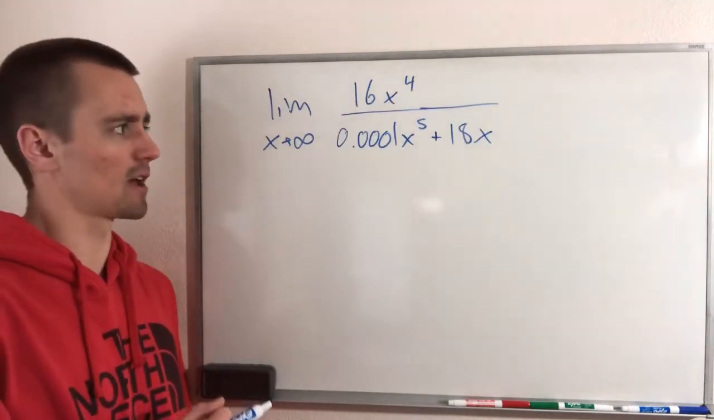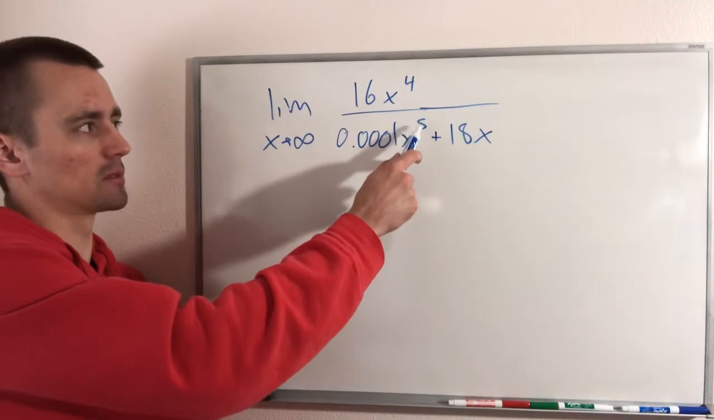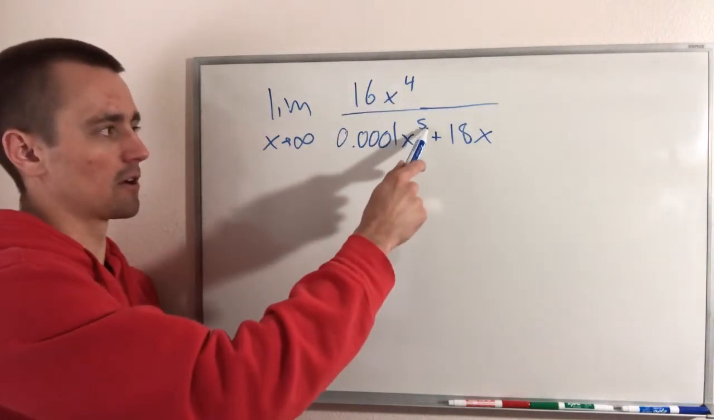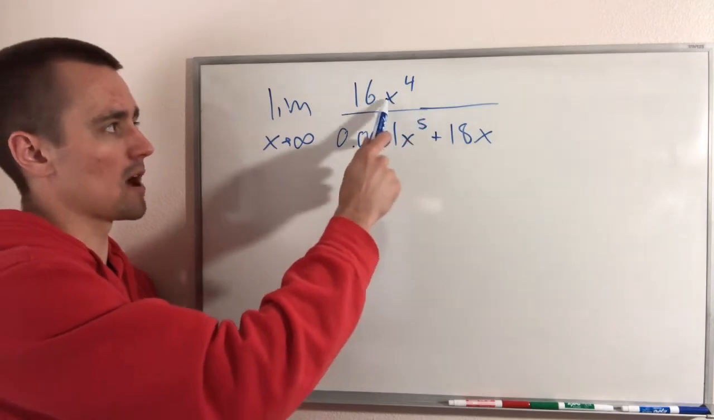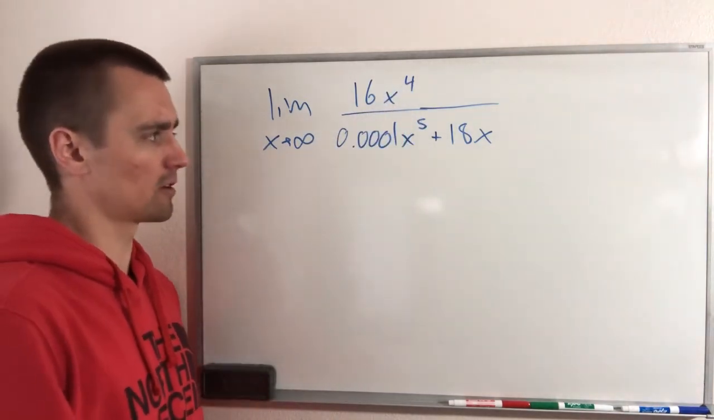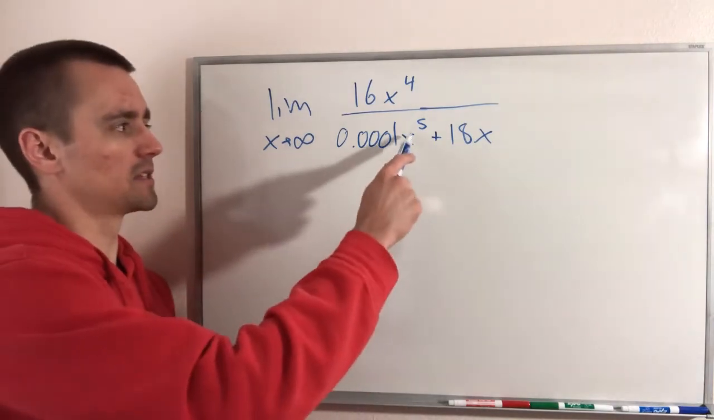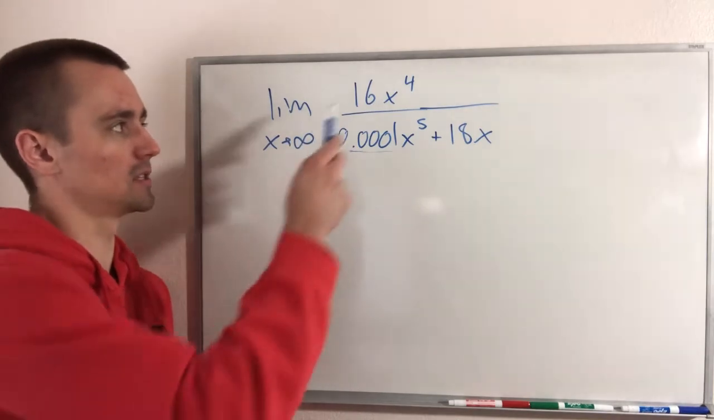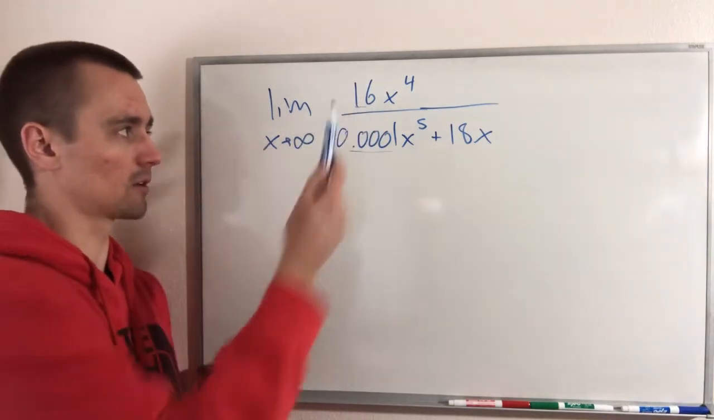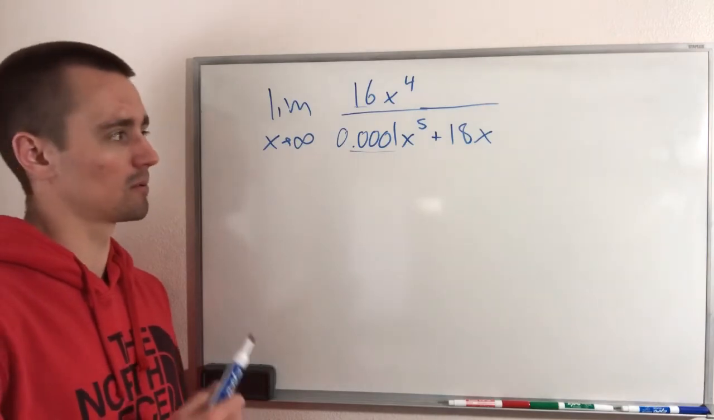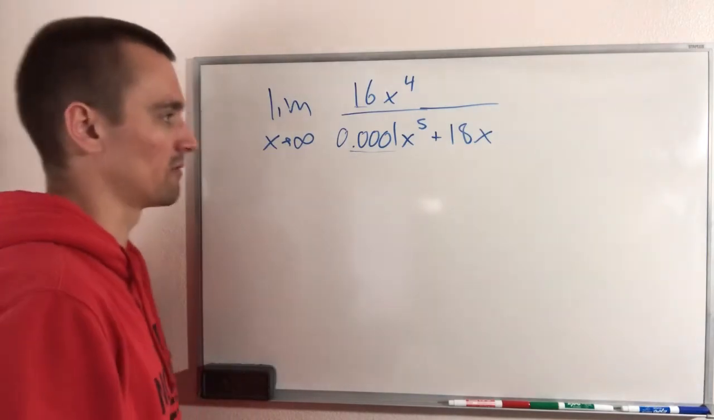Okay, so this is the third category. We can see the degree of the bottom is bigger than the degree of the top because the highest powered x in our denominator is more than the highest powered x in our numerator. Okay, so it doesn't really matter that we have this x being multiplied by some really tiny coefficient and this x being multiplied by a comparatively much larger coefficient. It's still going to work out similarly to what we've been having.